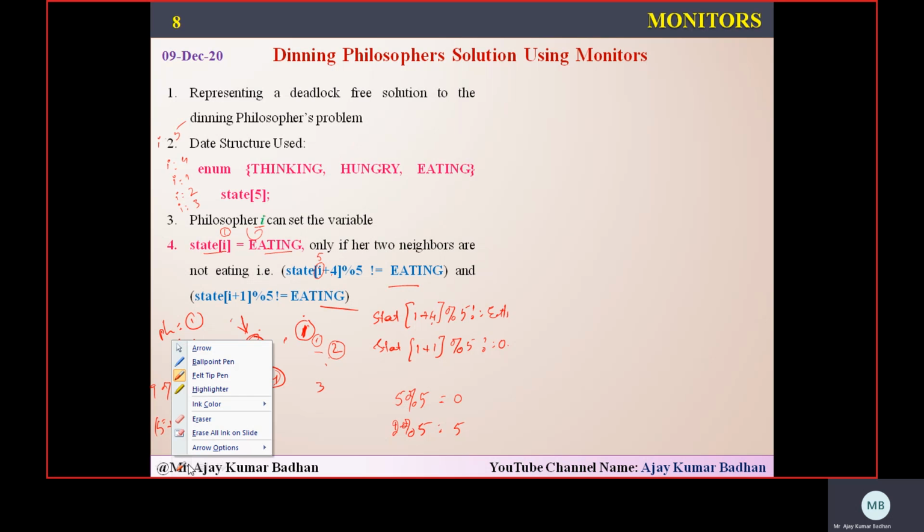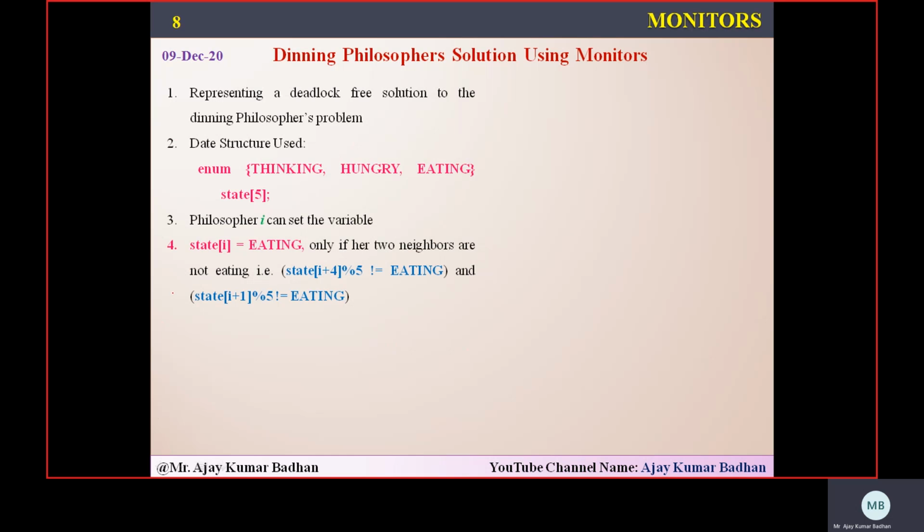Okay, let me explain it once again so that you can get a clear idea here. I am considering philosopher 5. I want to see that 1, 2, 3, 4, 5. This person has to eat. So I want to set the state of that particular person as eating. When can I do that? Only when philosophers 1 and 4 are not eating. So how can we get this? This is the state he has given.